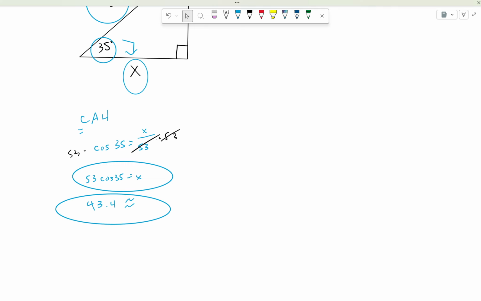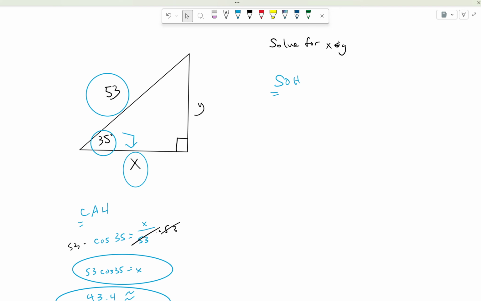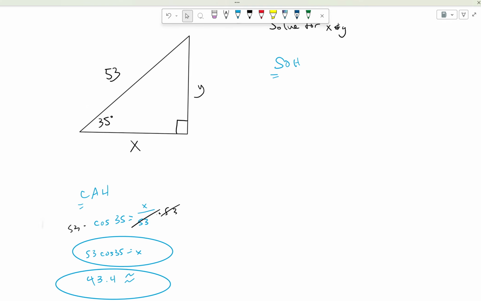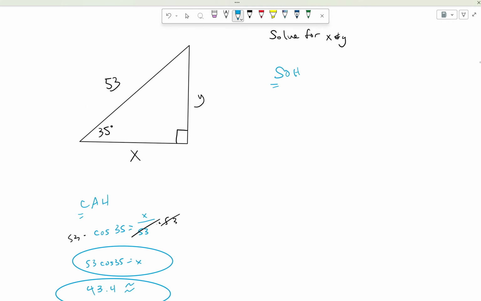Okay. Next, for y, all right, a whole new deal. For y, let's use so, right? So we're going to take the sine of 35 as the opposite over the hypotenuse. So the sine of the angle 35 is equal to y over 53. Again, to solve, we're going to multiply by 53.